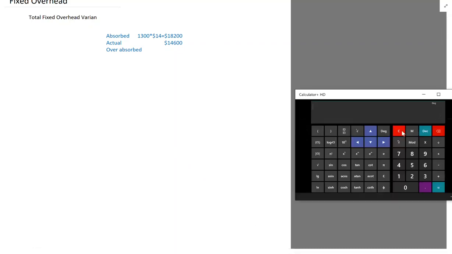So absorbed means budgeted, because this rate is based on budget. So actual is less. So we have over absorption. If you remember, what do we do with over absorption? We add it to profit, or we deduct it from cost. What do we do with under absorption? We deduct it from profit or we add it to cost. So over absorption is deducted from cost, added to profit, so it is favorable. So over absorption basically means overheads is less than expected.